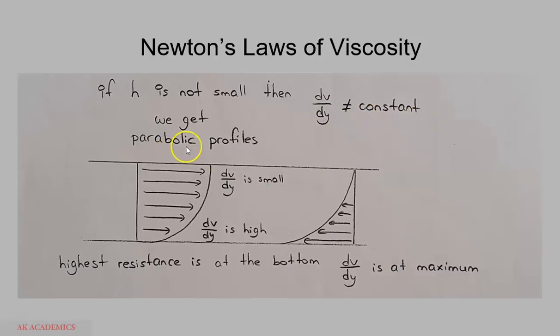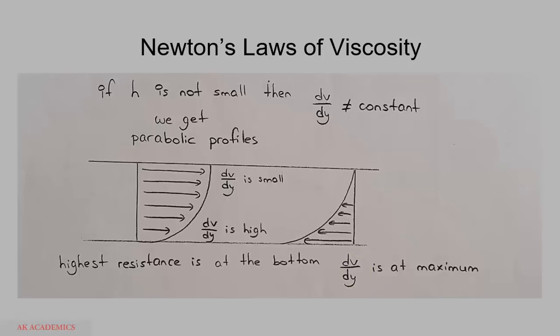So we're going to have a parabolic profile when h is not small. You can see we have a parabolic nature here. The forward movement represents the direction of flow of the fluid, and this represents the direction of resistance to the flow of the fluid in a parabolic shape. Here, dv/dy is small at the top, and dv/dy is high right at the bottom. Highest resistance is at the bottom when dv/dy is at maximum.